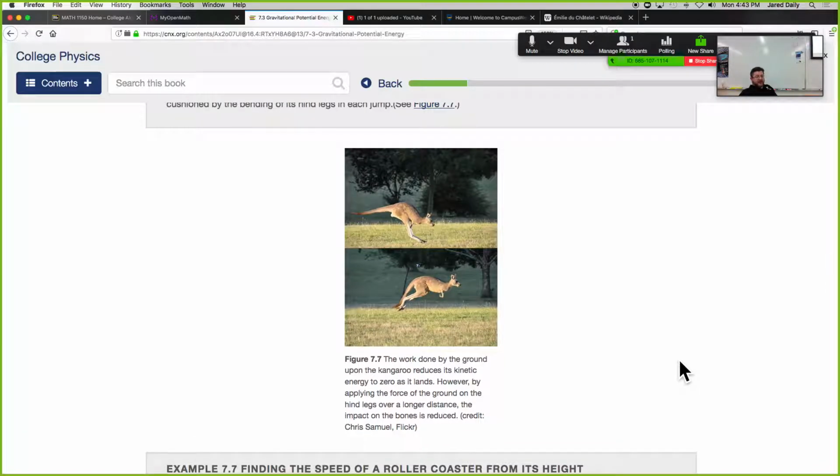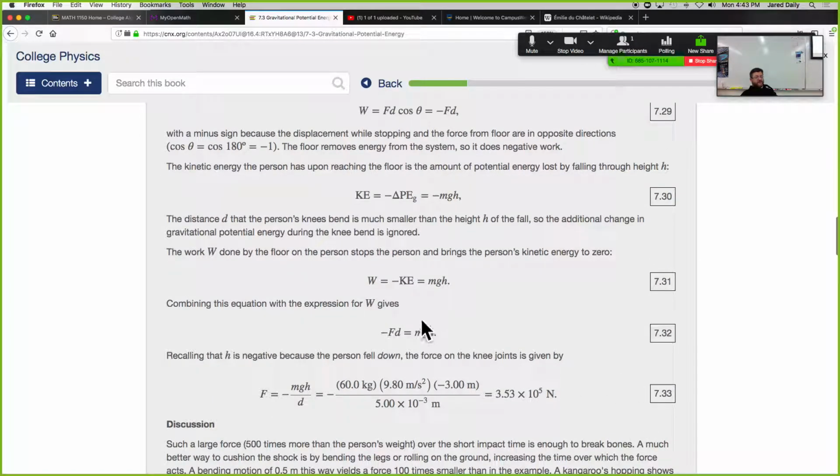However, if you bend your knees when you come down, here they have a great example of a kangaroo. If you bend your knees as you come down, then you increase that distance. Because you increase the distance, then you can decrease the force, right?